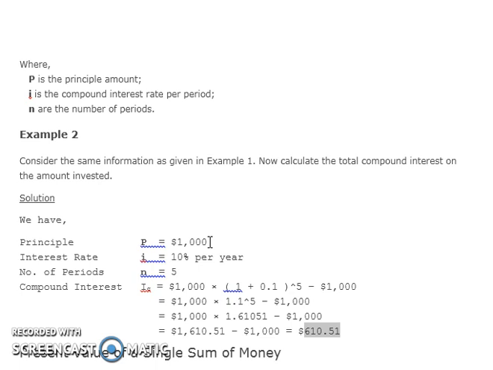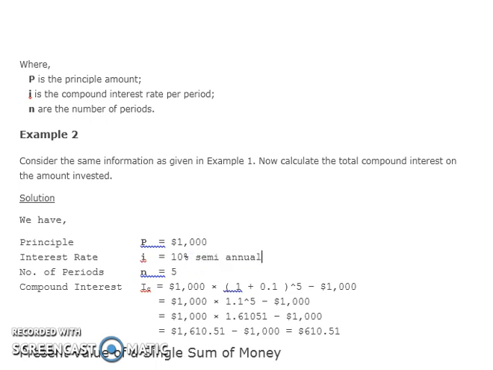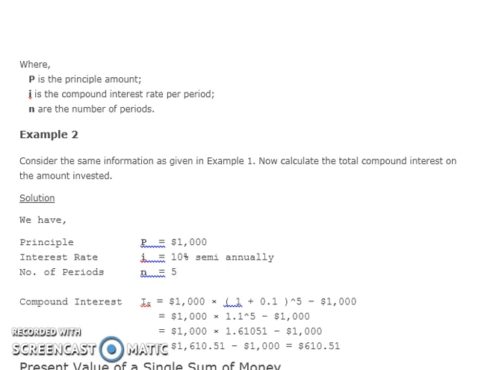For example, consider the compounding period, where the rate is 10% per year. For example, if it becomes 10% semi-annually, now you need to modify the formula. Actually, m represents the number of compounding periods. In this case, the interest will be compounded 2 times.